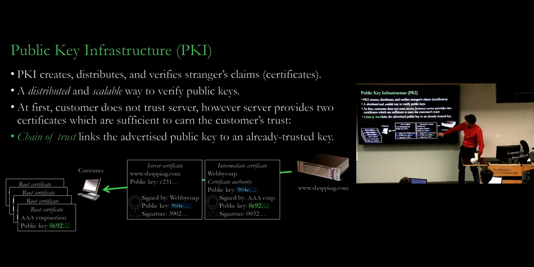And in this case, it so happens that AAA Corporation signed a certificate saying that WebbyCorp's public key is this. And that matches what's on the certificate for shopping.com that was signed by WebbyCorp. So essentially, AAA told us that not only is WebbyCorp's public key this, but WebbyCorp is a trusted certificate authority and should be trusted to sign other certificates. And if we trust AAA, then we should trust WebbyCorp. And if we trust WebbyCorp, we should trust that shopping.com has this public key. Simple, right?